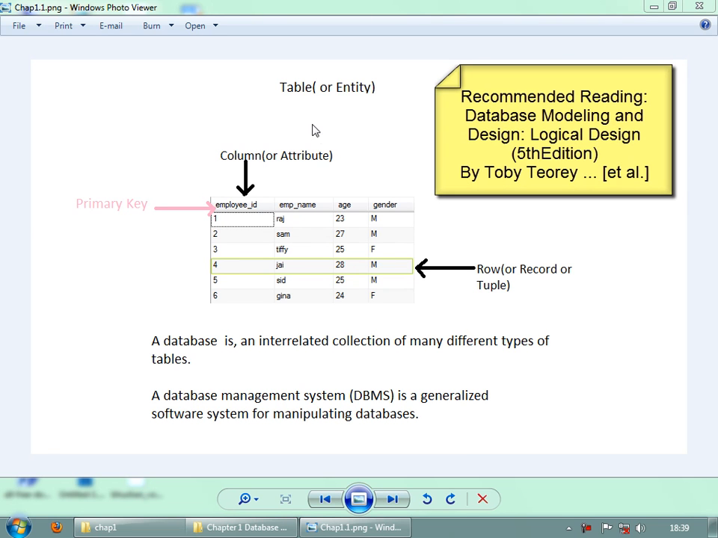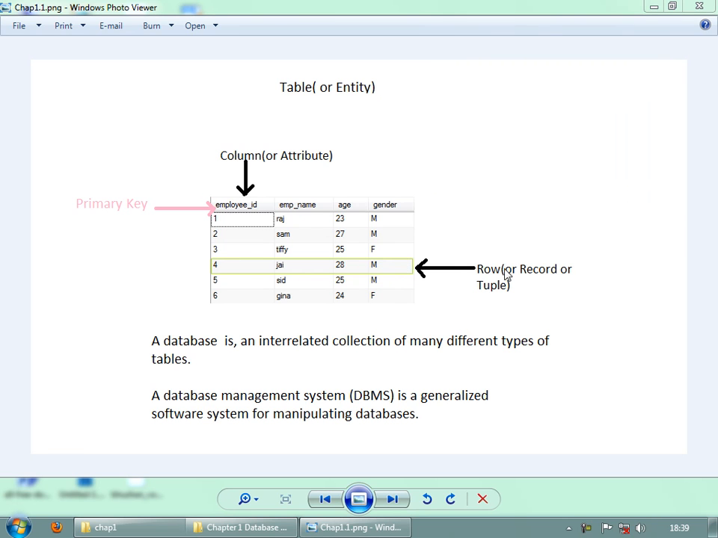Let's begin with the most basic artifact in a database, which is the table. A table is also known as an entity, and each individual row or record, a tuple, is a single entity instance. Now, each record comprises columns or attributes. So, employee ID, employee name, age, and gender are columns or attributes.